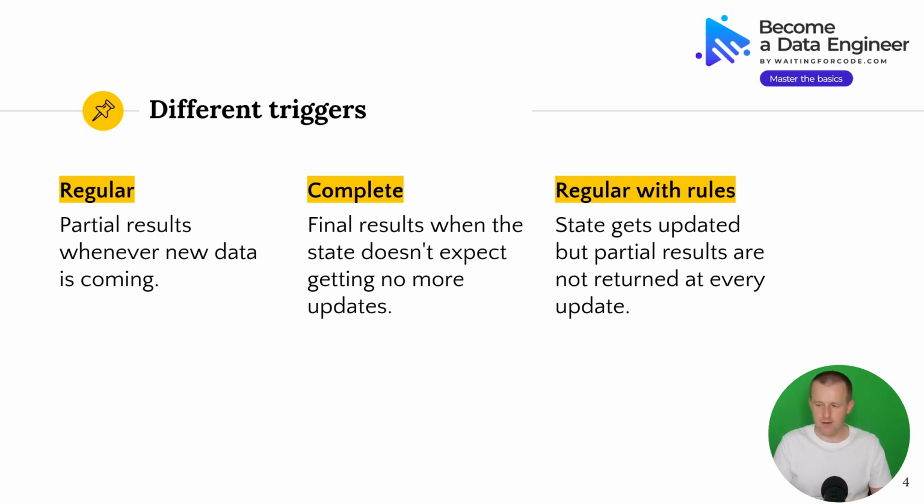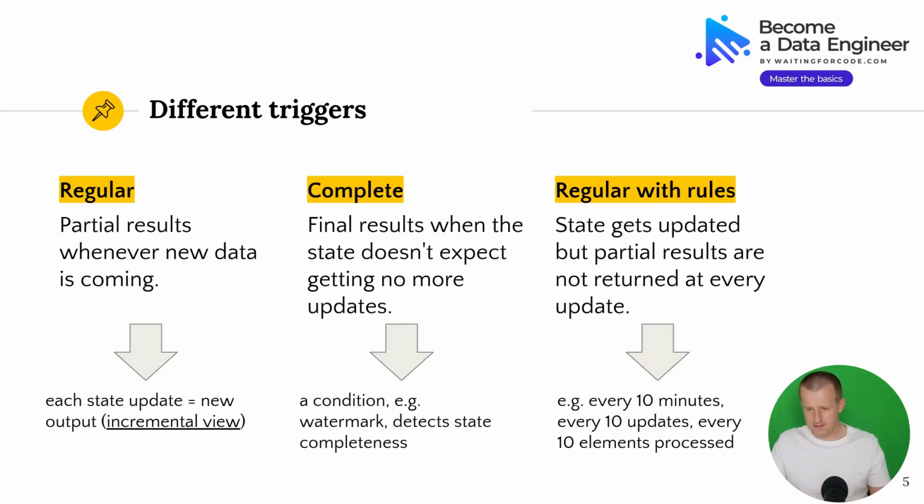And the third one is about regular with rules. So you can say that I will emit partial results, but not every time. I will maybe configure it to say I will emit partial results on 10 new items integrated in my state store. So for example, if we have our user visits, it means that we will emit an incremental state of 10 visited pages every time. So that's a kind of summary of what I just introduced before.